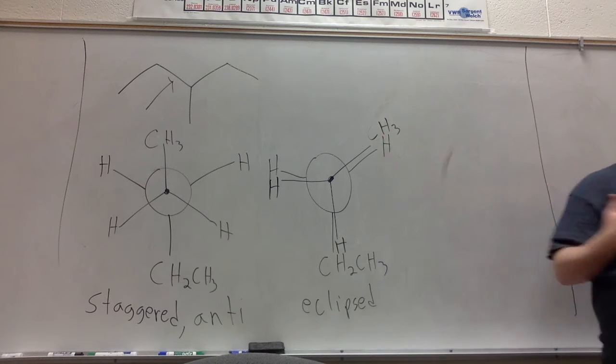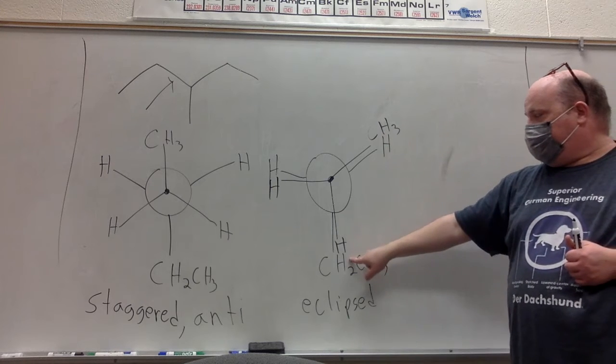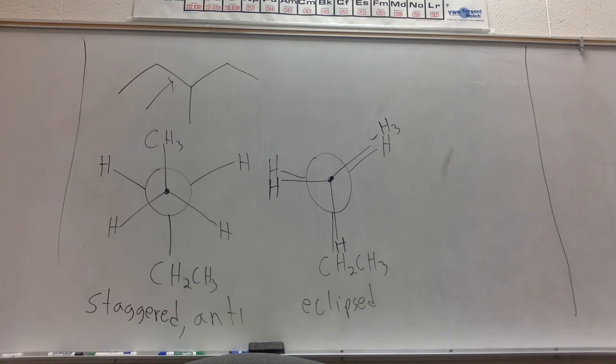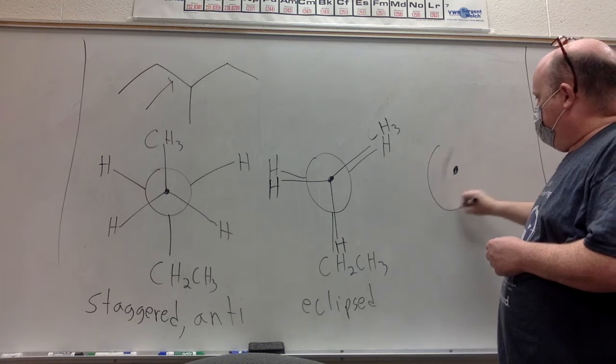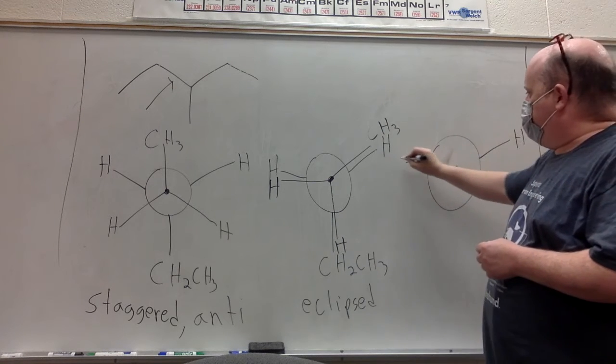Later on, as we keep turning this around, you could end up with an eclipse where the ethyl and the methyl are eclipsing each other. And that's less stable, because of steric hindrance. Yep. And if we do it another 60 degrees, we see another staggered conformation.